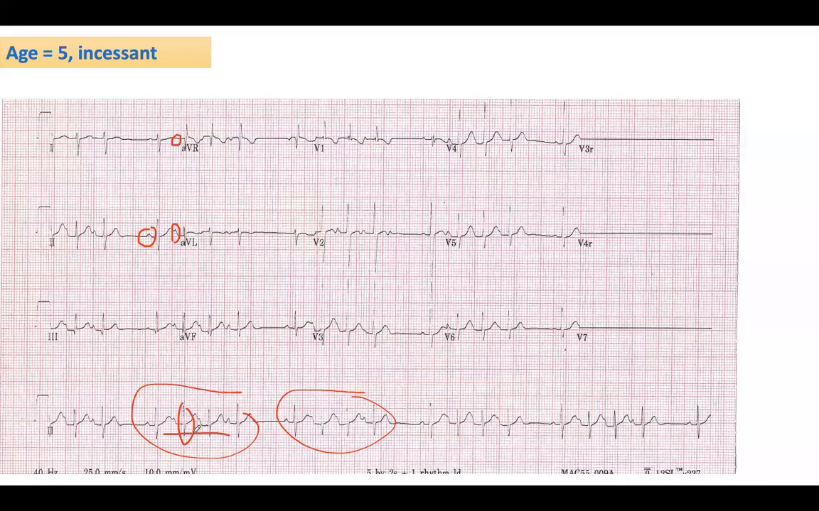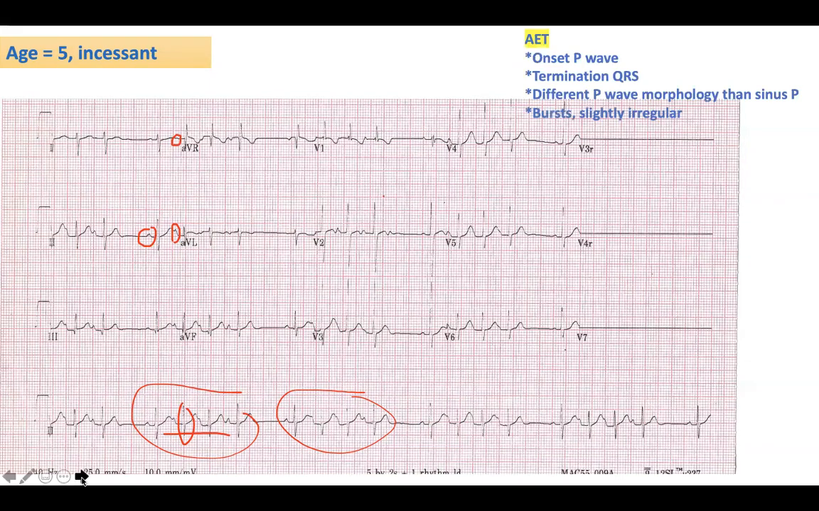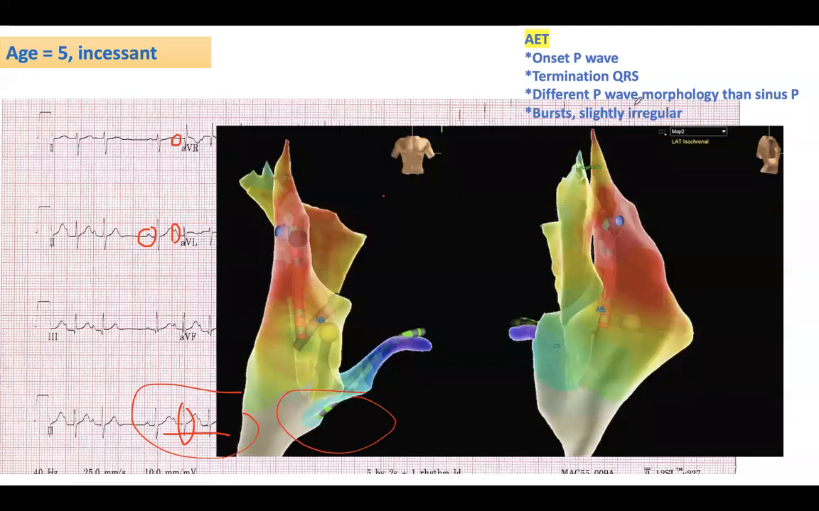Again, reentrant mechanism is usually very stable. Usually, of course, there are exceptions to everything. So this is an example of an atrial ectopic tachycardia with a P wave that is slightly different than the sinus P wave. So this patient went to the cath lab, and luckily she was in it during the anesthesia because she's only 5.